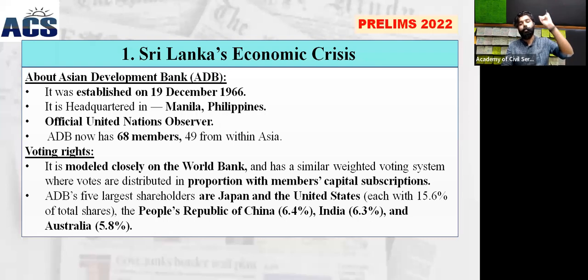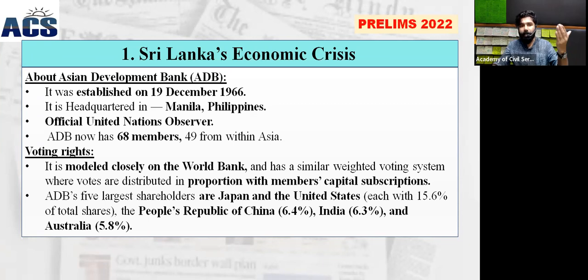So Japan, the US, China, India and Australia are the five largest shareholders of the Asian Development Bank. When you study this institution, the model that the ADB follows is the same as the World Bank. The proportion of the members' capital subscription determines their voting system too. Accordingly, they follow the voting right aspect according to the subscription which the members hold. That is what the World Bank is following.